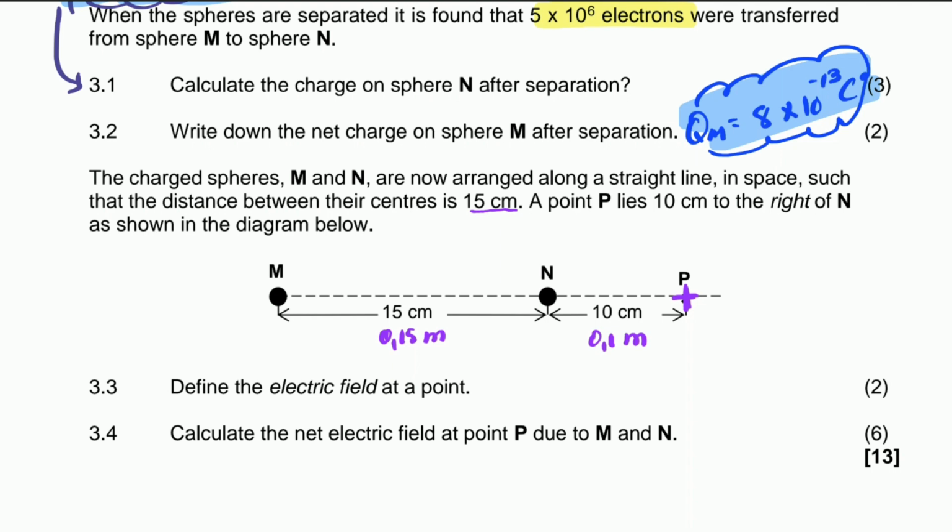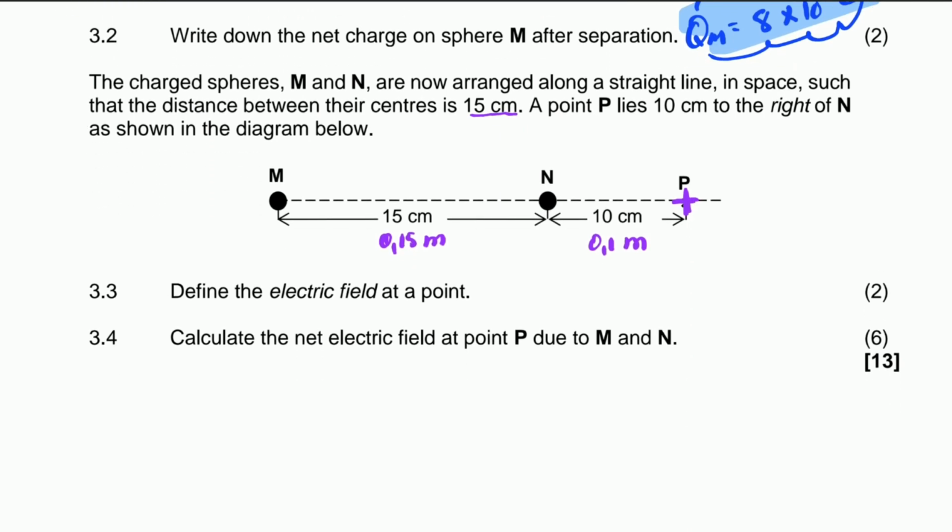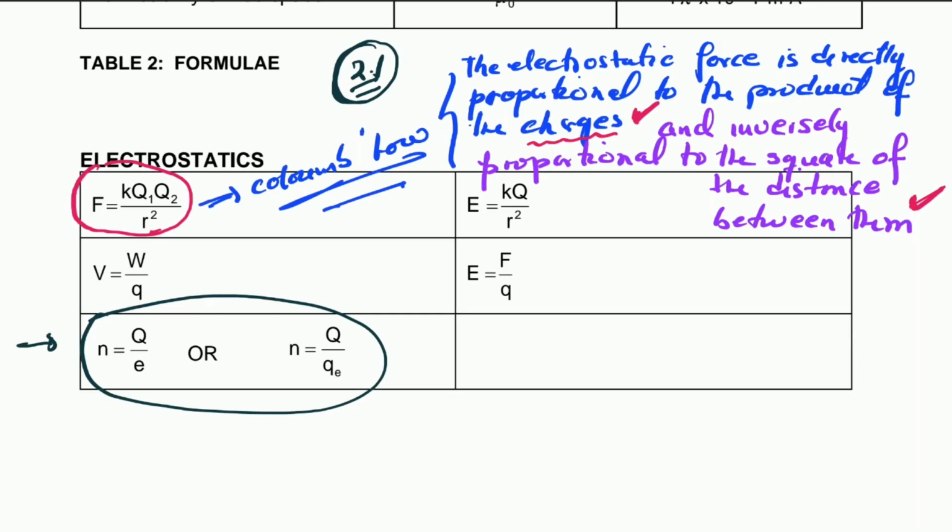Define electric field at a point. And I want you to do the following. We're going to go to the formulas. And here, guys, this formula here is the definition for electric field at a point. Now, how do we read this formula? Well, we read force per unit charge, but this charge must be a positive charge.